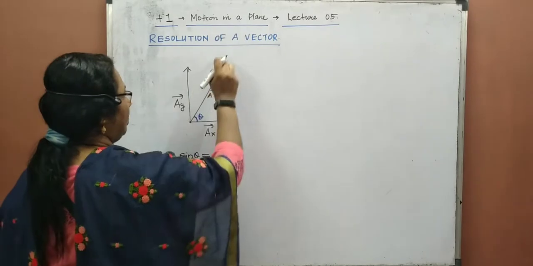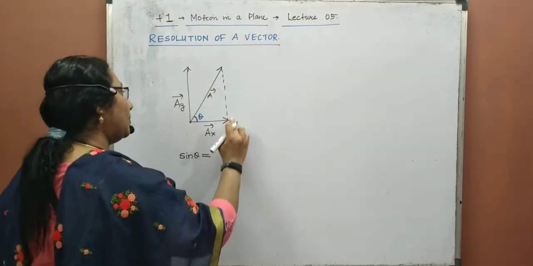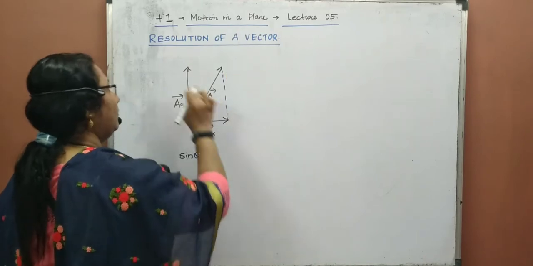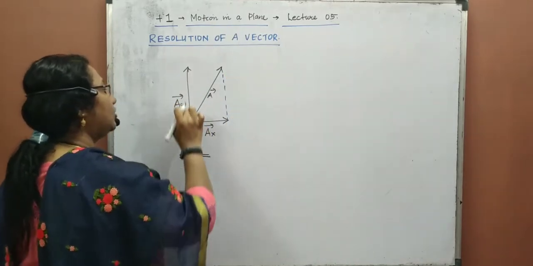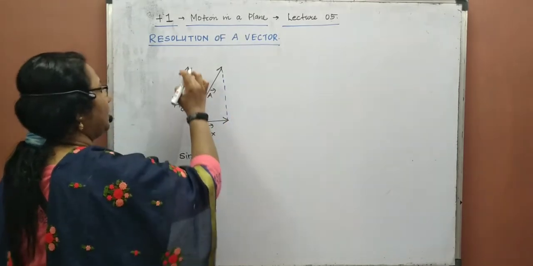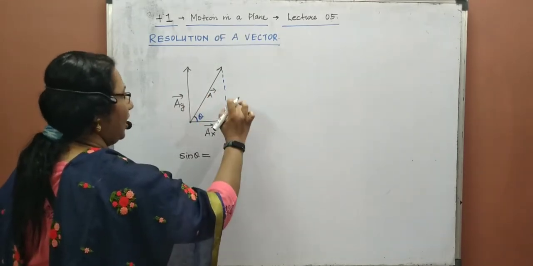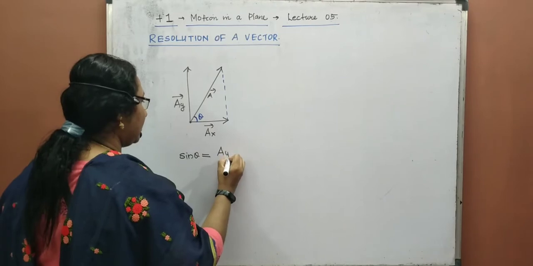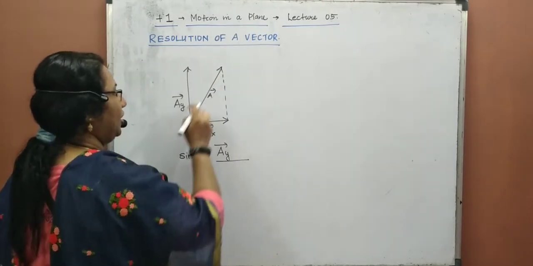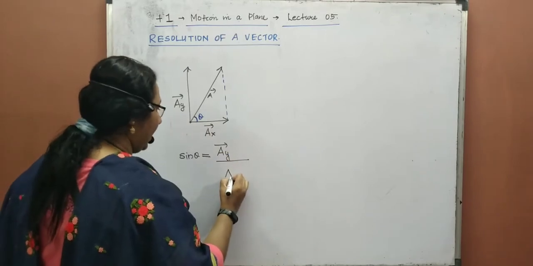Opposite side by hypotenuse. And which is the opposite side now? This line is the opposite side, which is surely parallel to AY. This side is parallel to AY. So we can say the opposite side is vector AY, divided by the hypotenuse, which is our vector A.